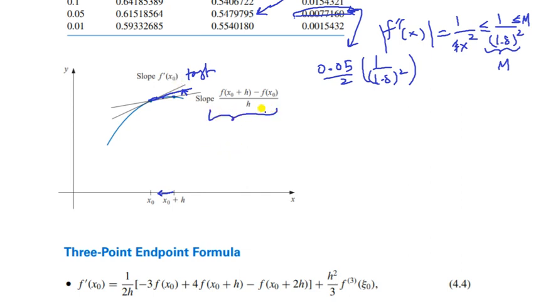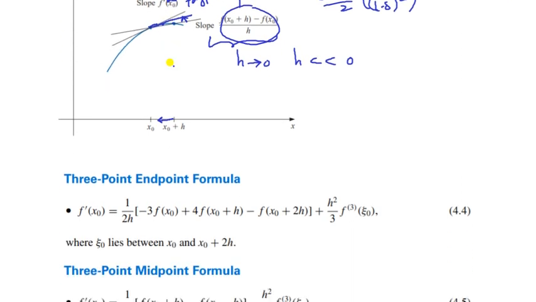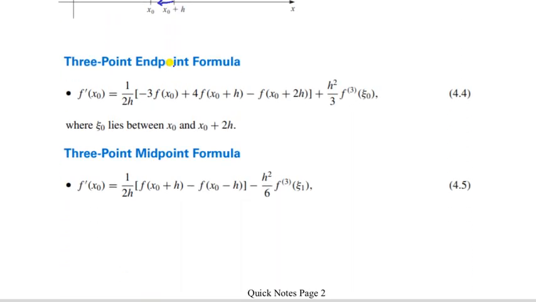So this thing gives you exactly the slope of the tangent line when h goes to 0. But we are not taking the limit. We are only making h smaller and smaller. So if h is very, very small, then this will approximate f prime x naught. Got it? We can use more points to approximate the derivative as well, not just 2 points.